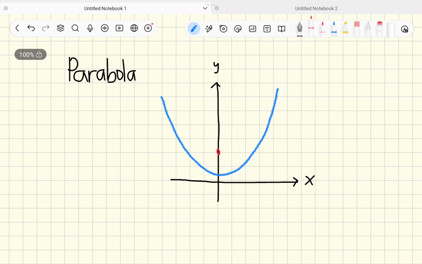And then you have a line at a certain distance from that point. So this fixed point here is what you call your focus, denoted by F. And this fixed line is what you call your directrix.